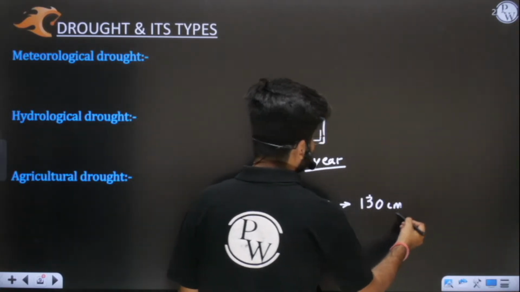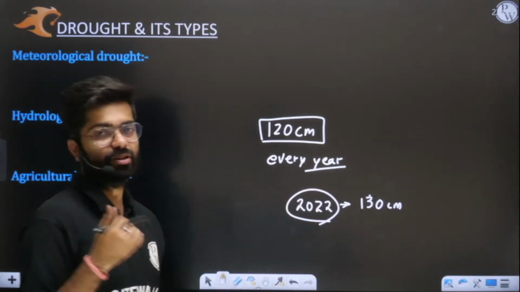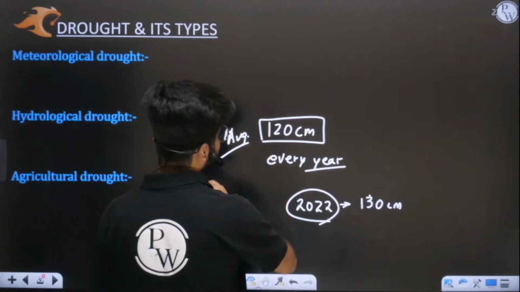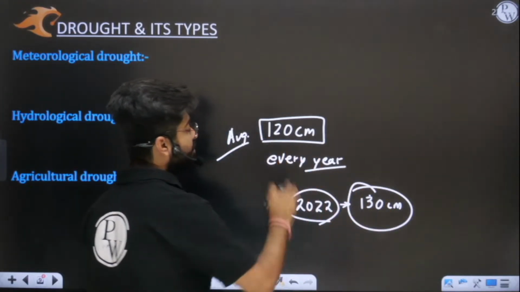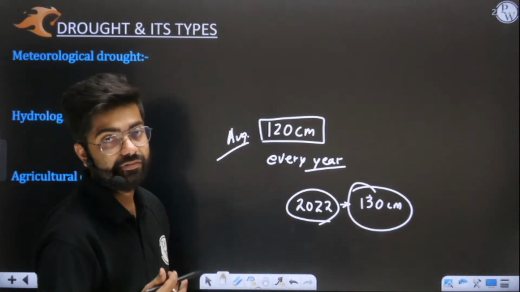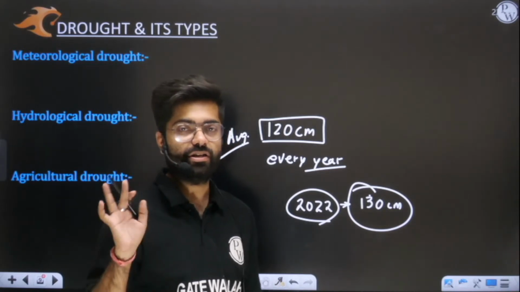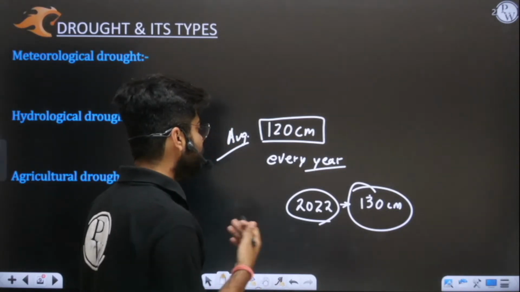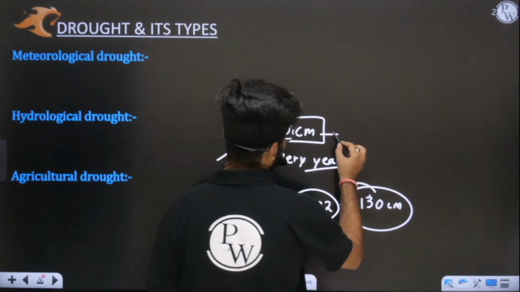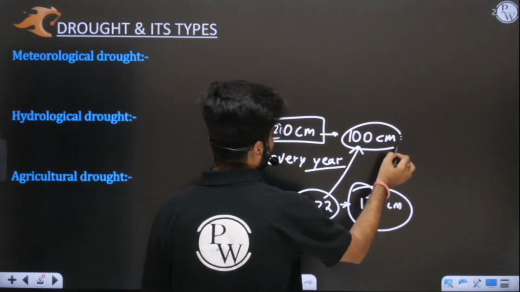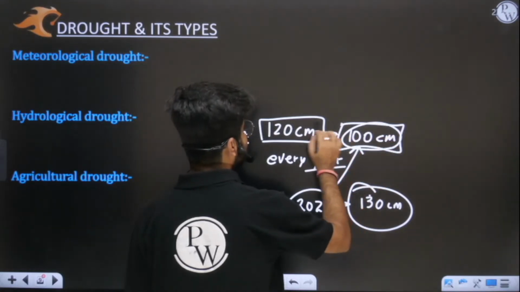So obviously in this year there is no drought, because average rainfall is 120, and in this year the rainfall is more than the average value. So I will say that rainfall has happened more than average. That's why no drought is here. Drought means deficiency. But let us say if in 2022 100 centimeter rainfall has happened, so 100 centimeter is less than 120.